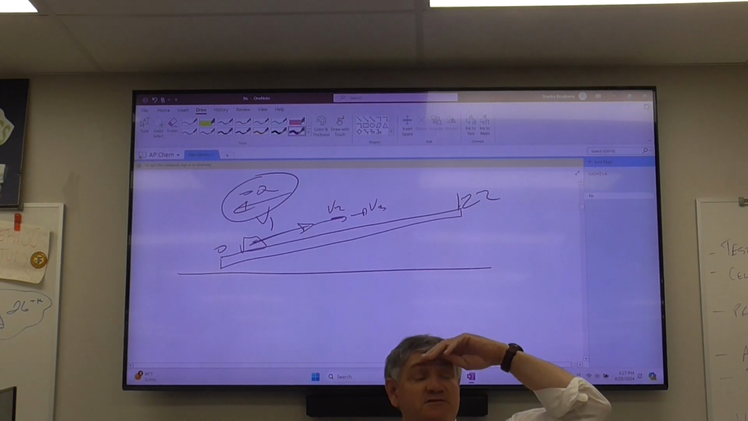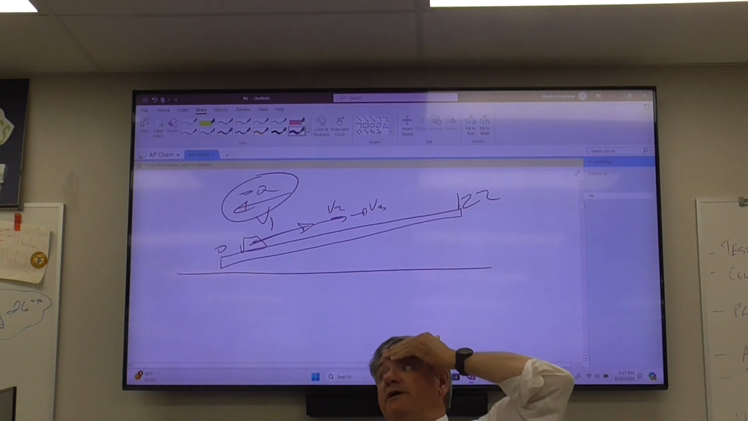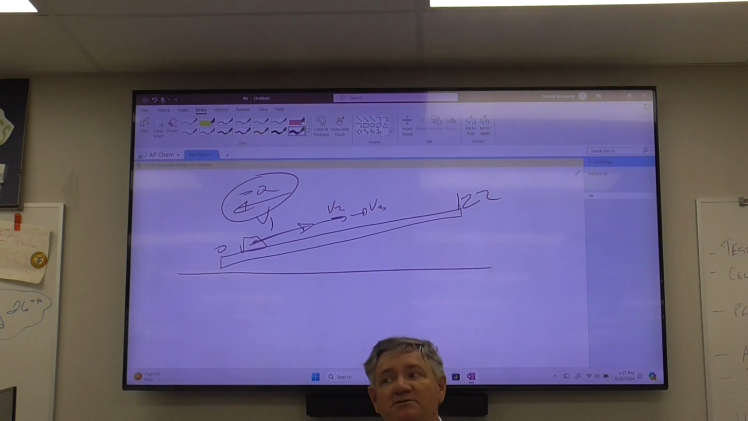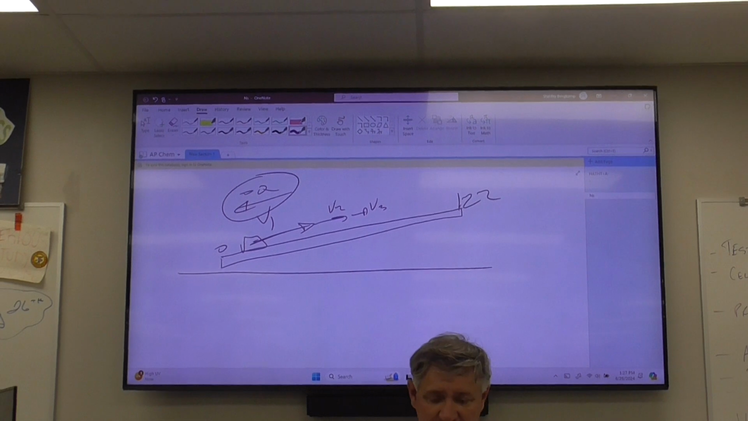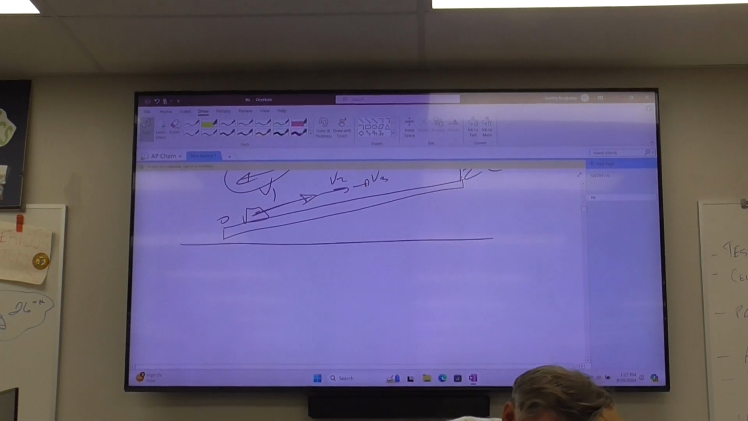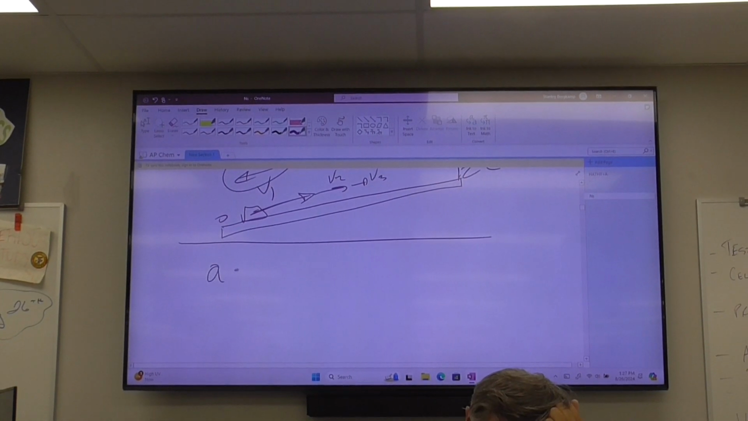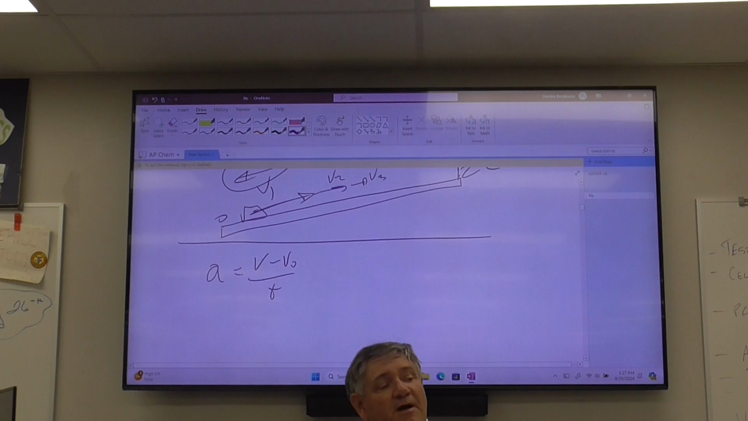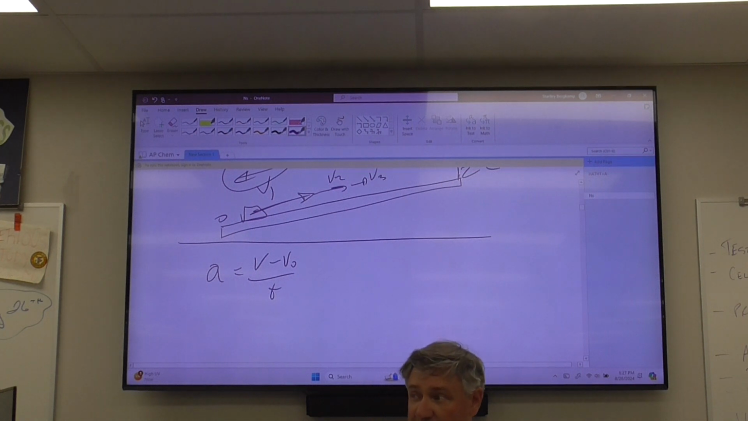Now, here's the $1 million question. How can we determine the value of the acceleration? There's a couple of ways I want you to be able to do this, and this is what's on the front of the lab. You have a equals v minus v naught over time. This is the mathematical way of computing this.